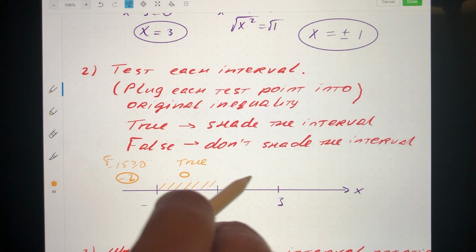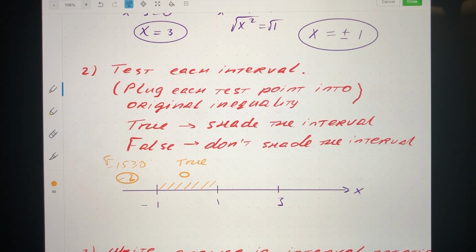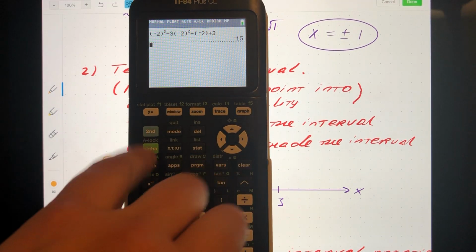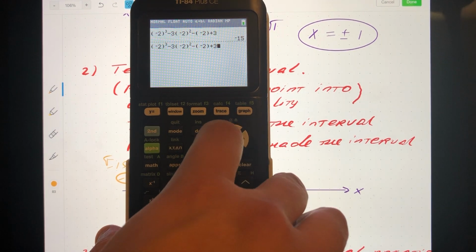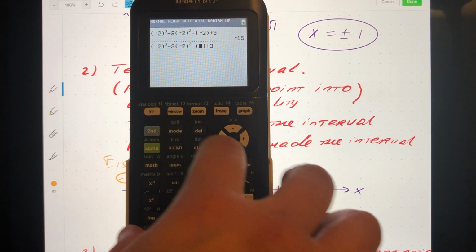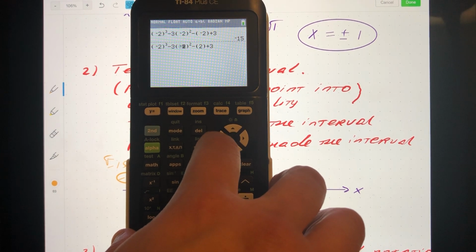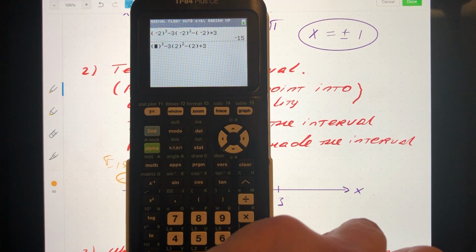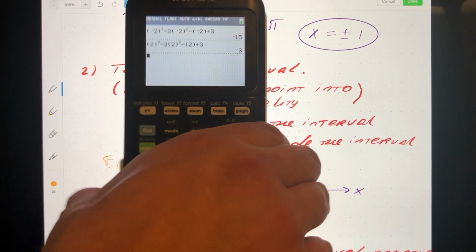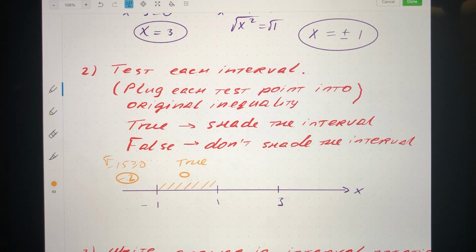Now between 1 and 3, we can try 2. So back to our calculator. We can use second enter and re-enter the original expression. The only thing that needs to change is the negatives have to go. So I go through each parenthesis and remove the minuses. And that makes negative 3. Well, is negative 3 greater or equal to 0? No, no negative numbers are greater or equal to 0. So once again, that's false, and we don't shade that interval. That's not part of our answer.